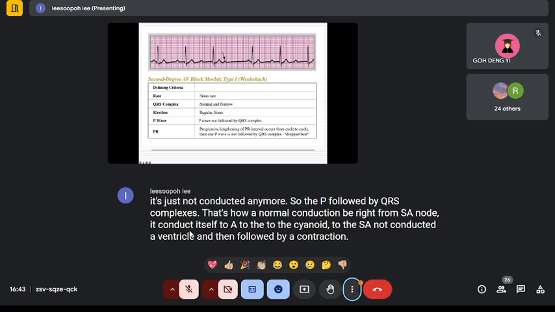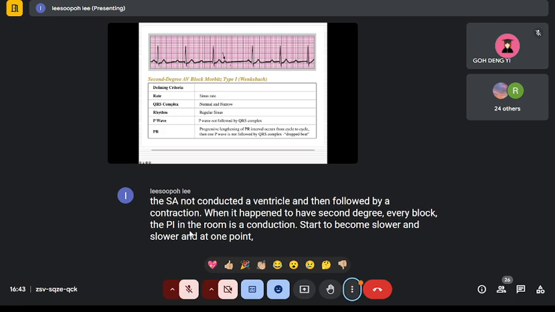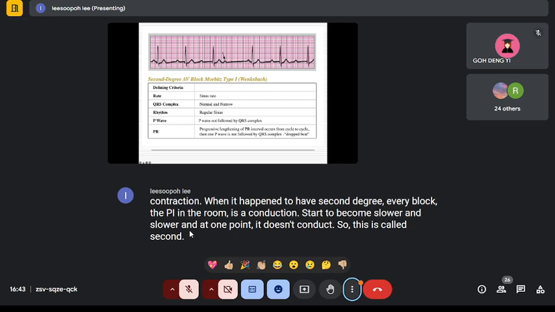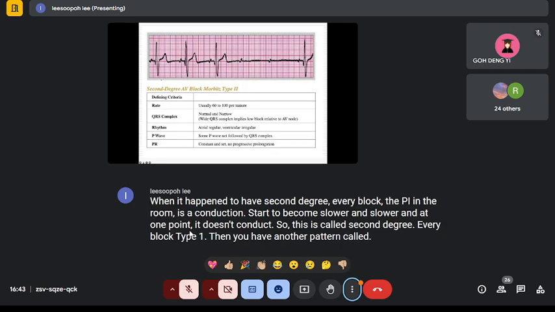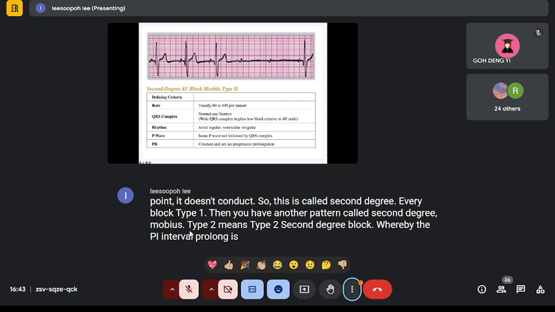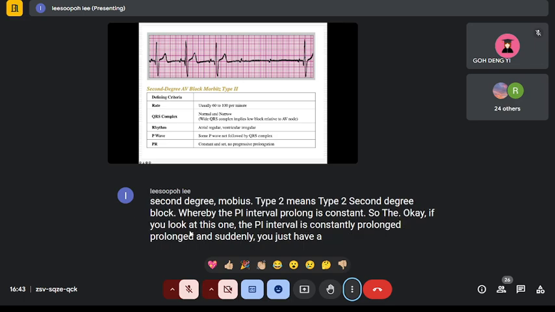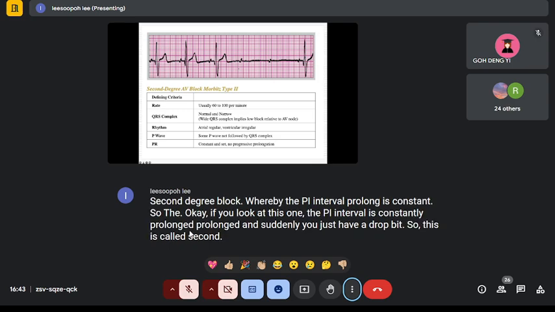contraction. When you have a second degree AV block, the PR interval means the conduction starts to become slower and slower, and at one point it doesn't conduct. So this is called second degree AV block type 1. Then you have another pattern called second degree Mobitz type 2, meaning type 2 second degree block, whereby the PR interval prolongation is constant. If you look at this one, the PR interval is constantly prolonged, and suddenly you just have a dropped beat. So this is also called second degree heart block.